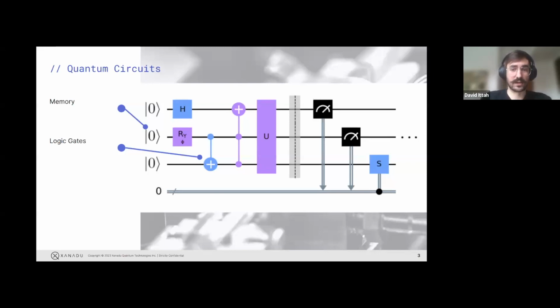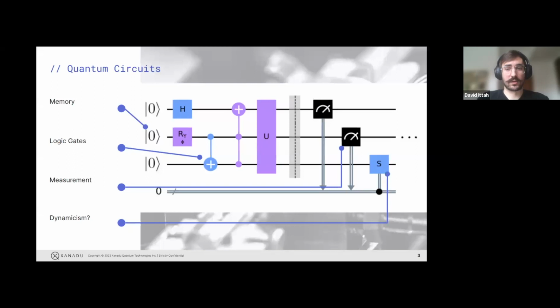Finally, if you want to get any information out of your computation, you need to perform measurements, and it's the only way you can get information out. And you also need to be aware that measurement will affect the state of your memory. So it's not only reading it out, but it will also have an effect on it.